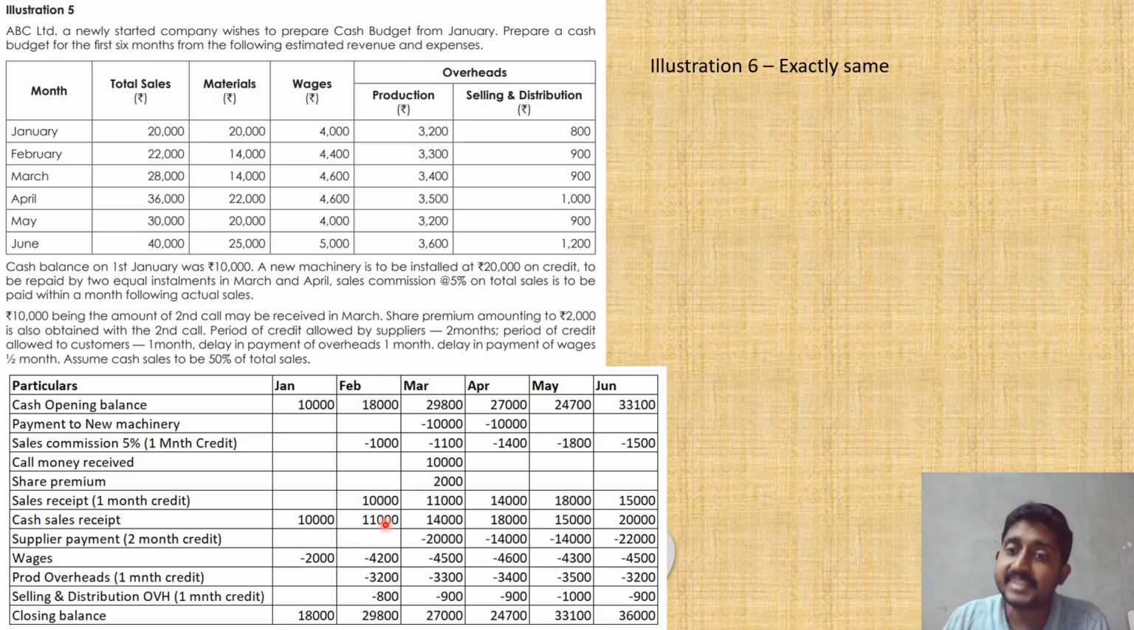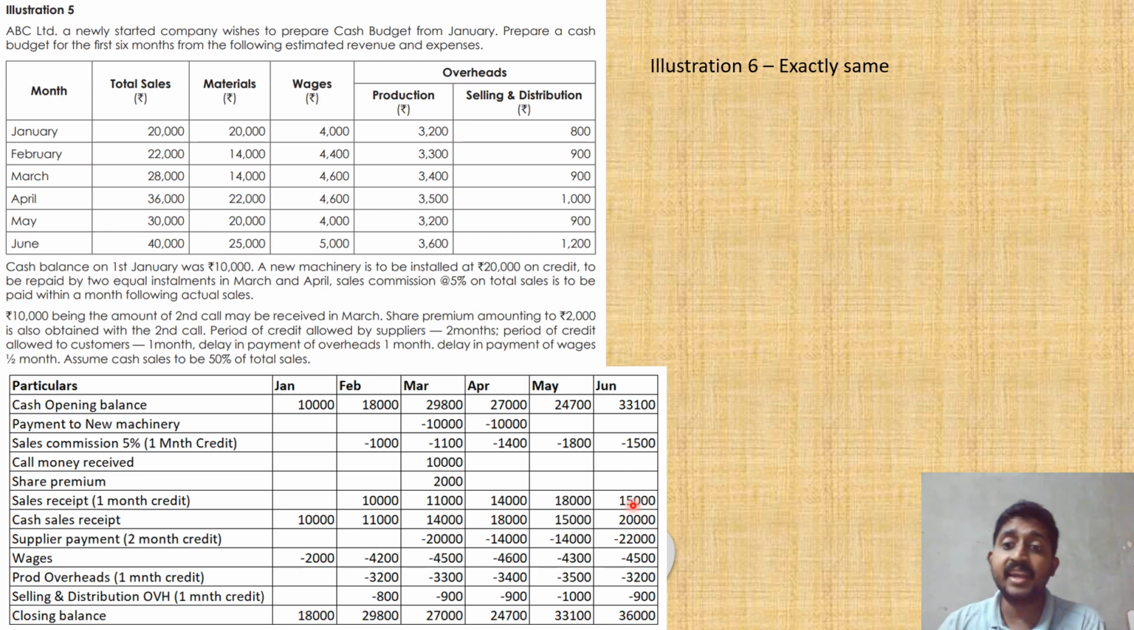How much will be the credit sales? That is also 11,000 because of the 50% division. So 11,000 credit sales we will get the money only in March. So I'm just postponing. Okay, for the June month, 40,000 is the sales, cash sales 20,000 rupees we will get in the same month, and for May month, whatever is the sales, 15,000 we will get in June.